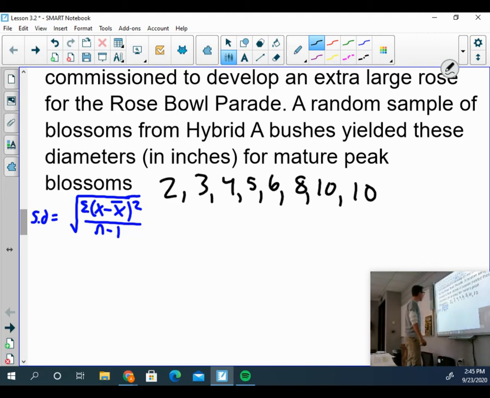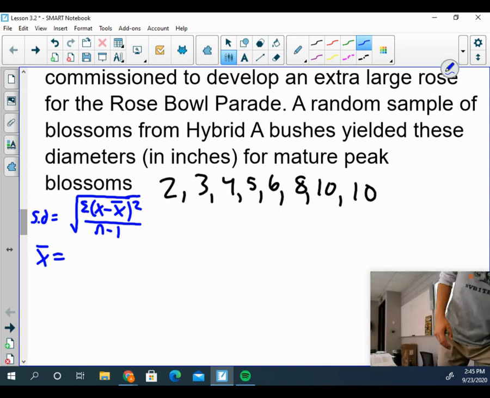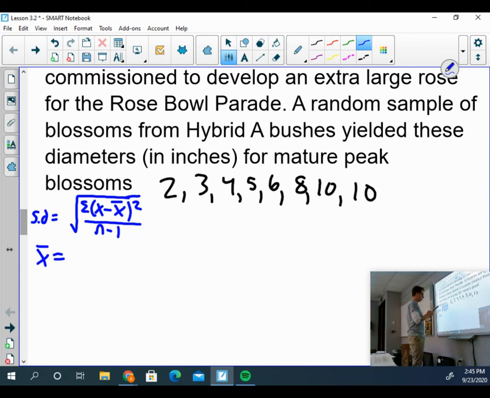Two, I need to figure out the sample mean. What am I going to do? Well, I'm just going to find it by adding up all these data values and dividing by however many there are. So in a calculator, I'm going to do 2 plus 3 plus 4 plus 5 plus 6 plus 8 plus 10 plus 10. 48 divided by 8, and I get 6. Okay? So my sample mean is going to be 6.